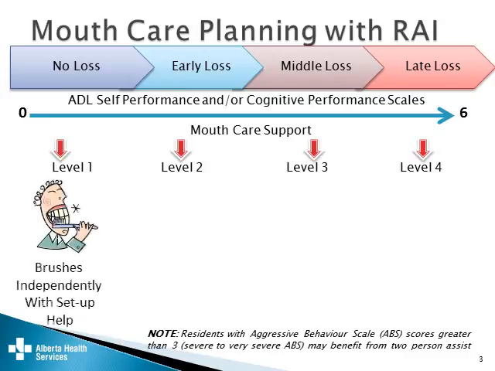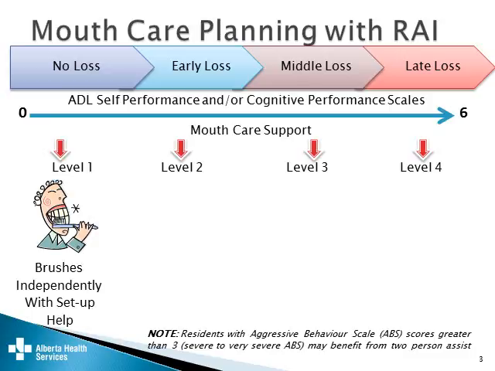The first level, level 1, indicates no loss, where the resident has no cognitive or activities of daily living loss. The resident is independent. They may require help with the setup process of their mouth care, for example, bringing out the toothbrush, toothpaste, dentures, or whatever mouth care products they may require, but the resident can perform their mouth care on their own.